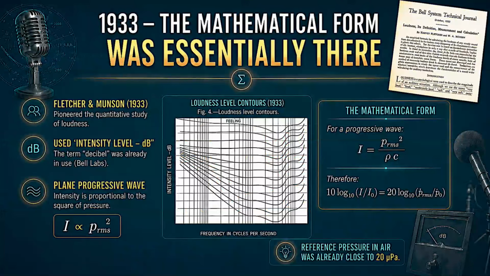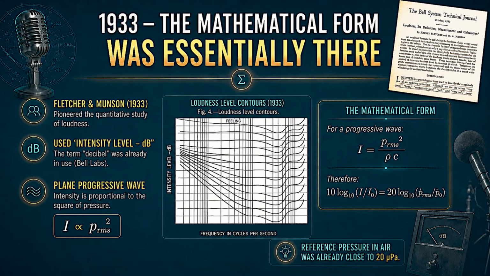Our story begins in 1933, with Harvey Fletcher and Wilden Munson at Bell Telephone Laboratories. Their famous paper, Loudness, Its Definition, Measurement and Calculation, is well known today for the Fletcher-Munson equal loudness contours. But if we look carefully at the original graph, there is something important for the history of sound pressure level. The vertical axis does not say sound pressure level. It says intensity level, dB. Their acoustical framework was still based on sound intensity and intensity level.